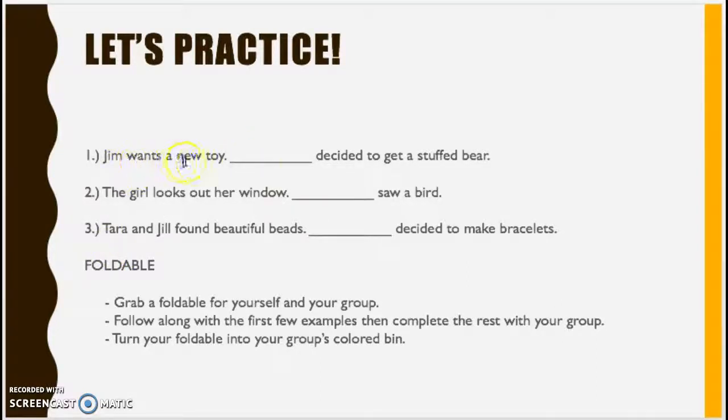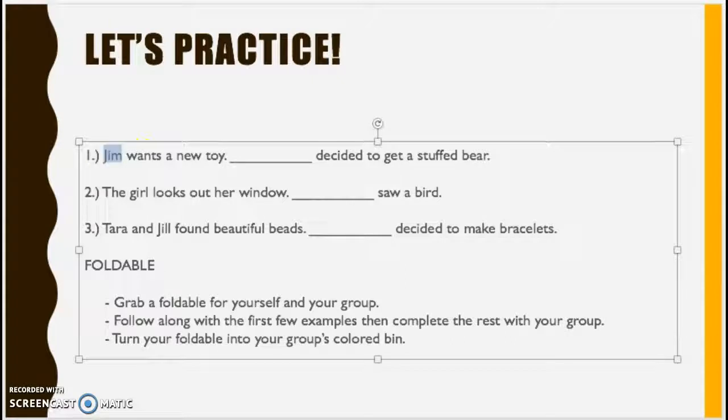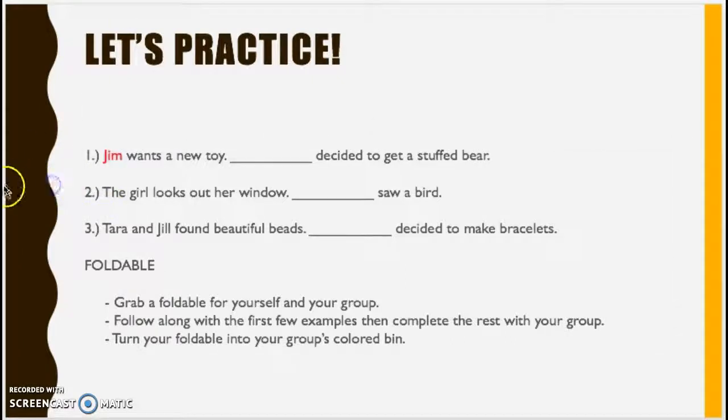So Jim wants a new toy. Blank decided to get a stuffed bear. What is the noun in the first sentence? If you said Jim, you would be correct. So now you need to figure out what pronoun would correctly replace Jim. And if you said he, you would be correct. So Jim wants a new toy. He decided to get a stuffed bear.